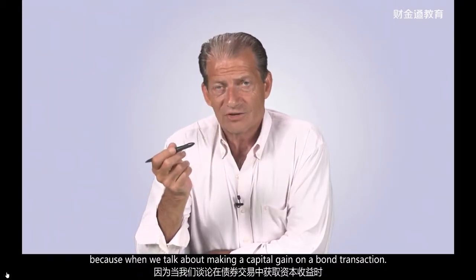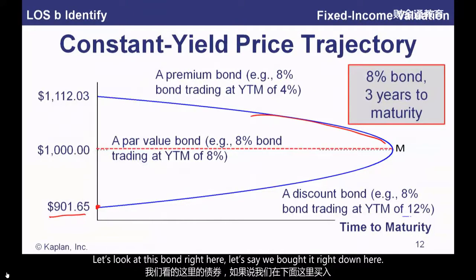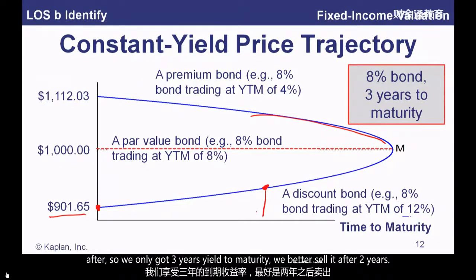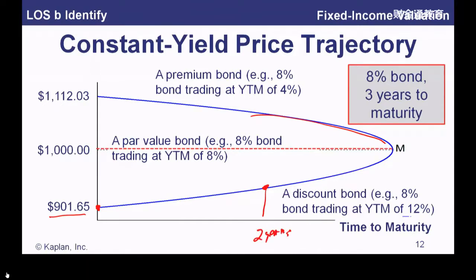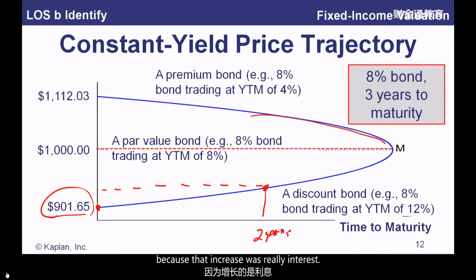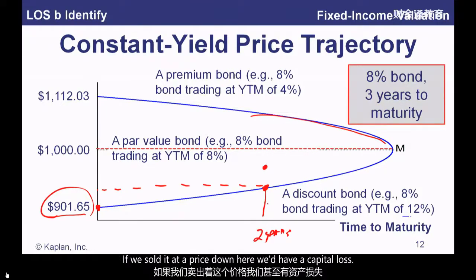Now, we're going to use this constant yield price because when we talk about making a capital gain on a bond transaction, let's look at this bond right here. Let's say we bought it right down here, and we sold it for this value after, let's see, we've only got 3 years to maturity, so we better sell it after 2 years. If we sell it at this price right here, even though that's a higher price than we purchased it at, there's still no capital gain because that increase was really interest. Now, if we sold it here, we'd have a capital gain. If we sold it at a price down here, we'd have a capital loss.